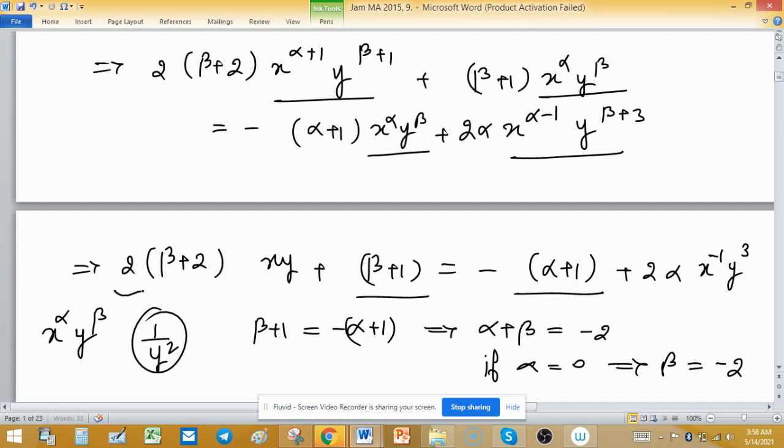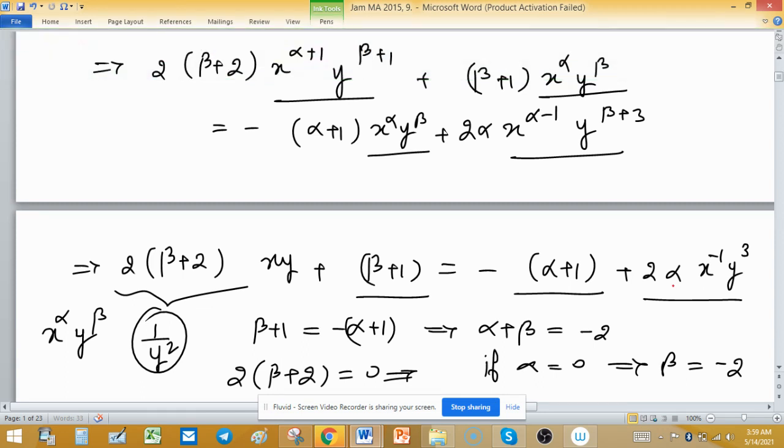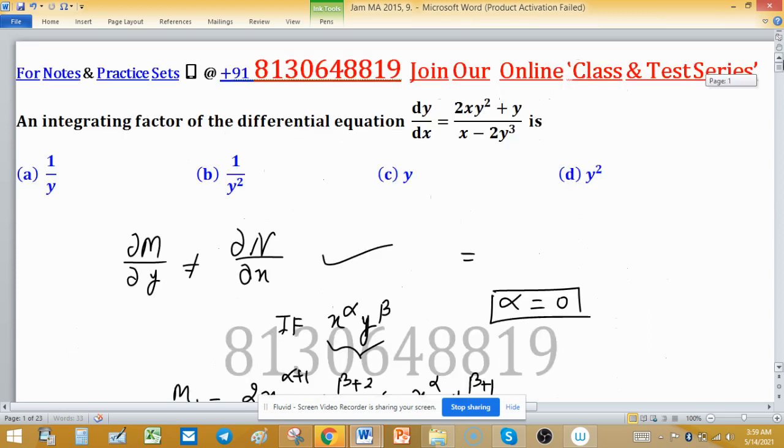So finally we have the solution. Otherwise, you can compare the coefficient of xy. This implies that 2(beta plus 2) is equal to 0, which also gives you beta equal to minus 2. Otherwise, you can compare the coefficient of x raised to the power minus 1, y raised to the power 3. This will give you the value of alpha as 0. Now put the value in this one and you can find the value of beta. So we have option B as the correct answer.